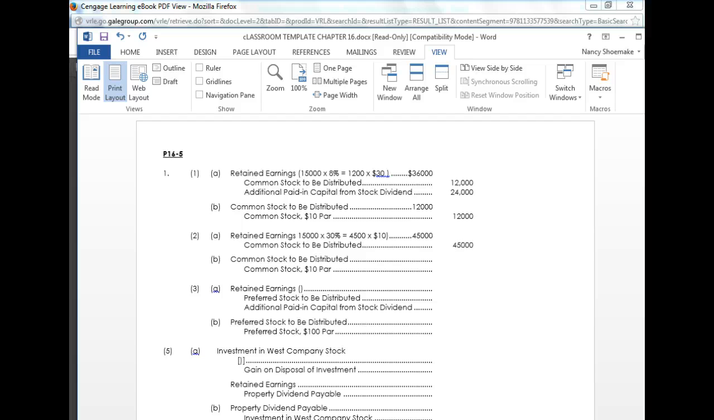Just to make sure I've got it clear, if it's under 25%, it's at market value, and if it's over 25%, it's at par? Just at par. And that includes 25%, I believe. So basically, at declaration it's going to be $45,000, and then once it's issued, $45,000 to common stock.